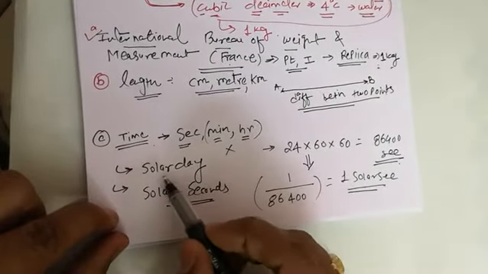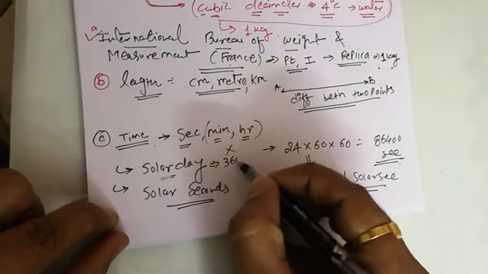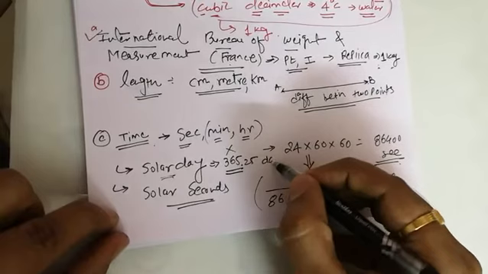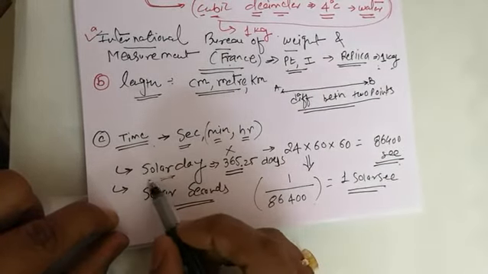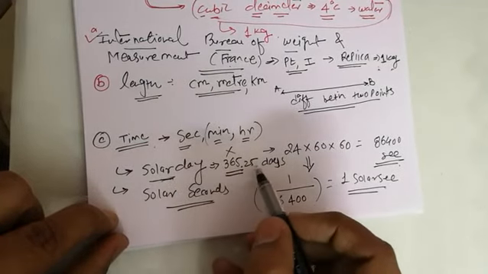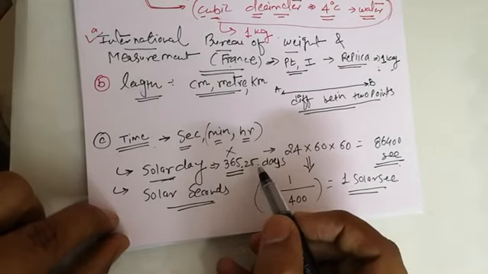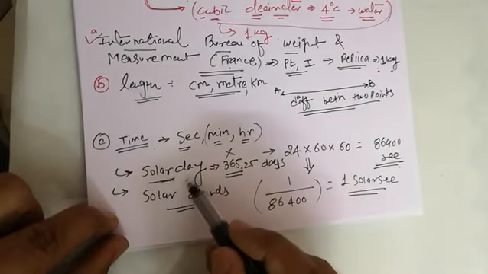So you can say that a solar day means what? Your 365.25 days, which we usually call 1 year. It means that it is one solar day, because 365.25 days it has spent around the sun to complete its entire rotation. So this is called a solar day.